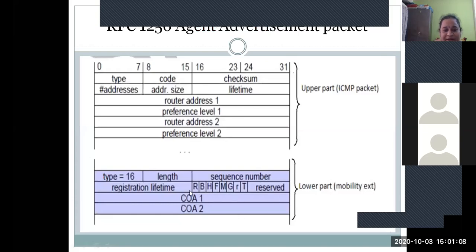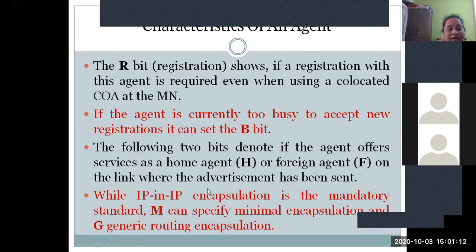Next one is the R has been decided, B has been decided. Next one is the IP in IP encapsulation. That is the encapsulation procedure where we are going to be communicating between the two mobile points. There we need the encapsulation, right? There could be one between the foreign agent and the corresponding mobile node. There we need the encapsulation procedure, and it is mandatory.